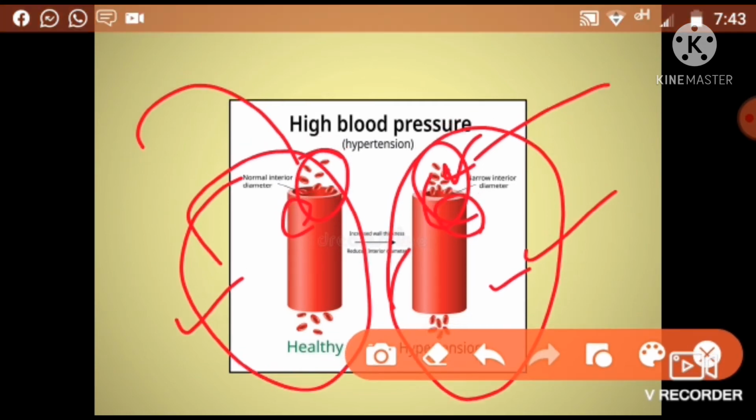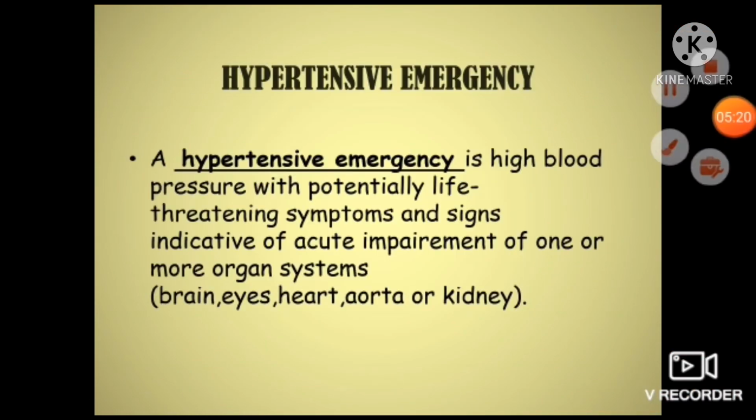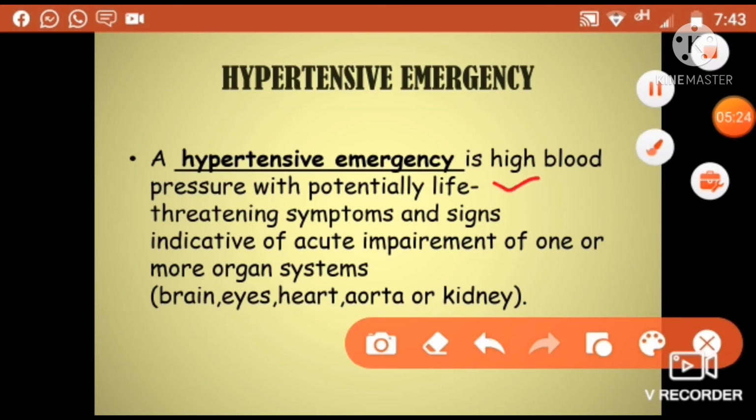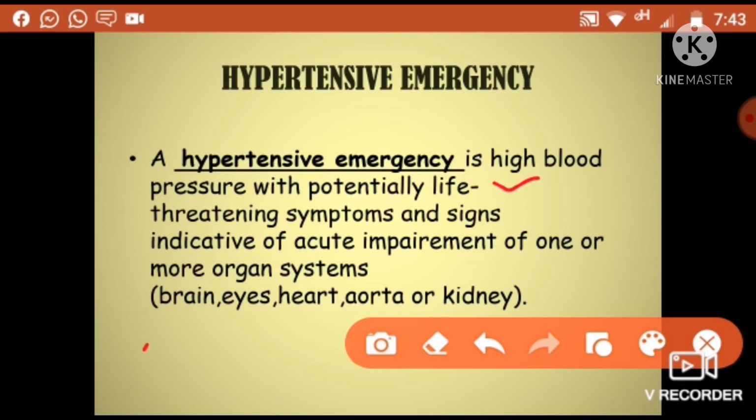What is a hypertensive emergency? A hypertensive emergency is high blood pressure with potentially life-threatening symptoms and signs. Whenever there is a hypertensive emergency, a person may die. This is the sign of death, indicating acute impairment of one or more organs like the brain. Your brain may be damaged, your eye may be damaged, heart may be damaged, aorta or kidney may be damaged due to this hypertensive emergency.